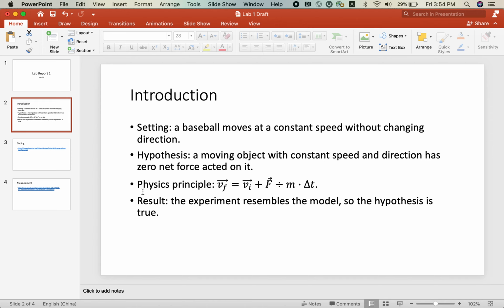And the physics principle that I used is: final velocity equals initial velocity plus the net force divided by the mass of the ball times the changing time. And this is just a rearrangement of Newton's second law. And the result of the lab is that the experiment of a moving object with constant speed and direction resembles the computer model that sets net force to zero. So the hypothesis is true.